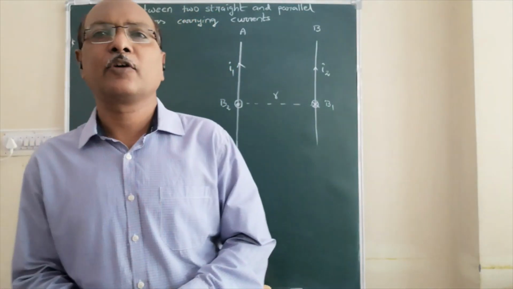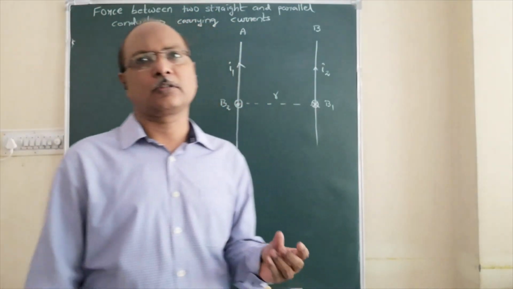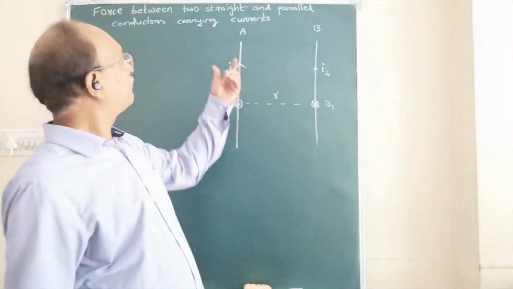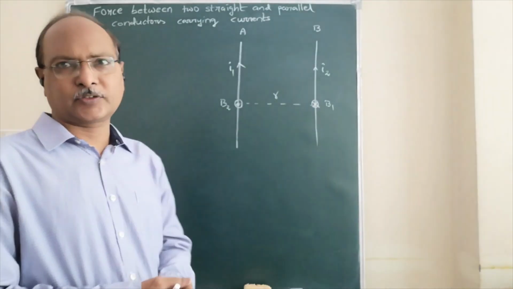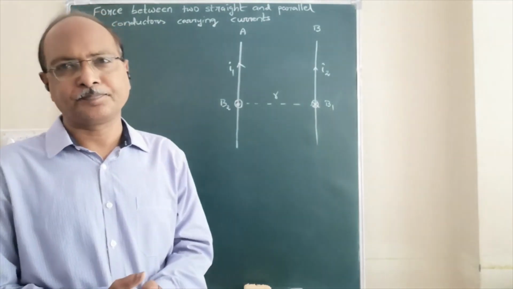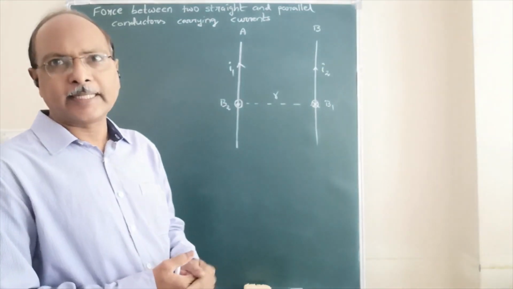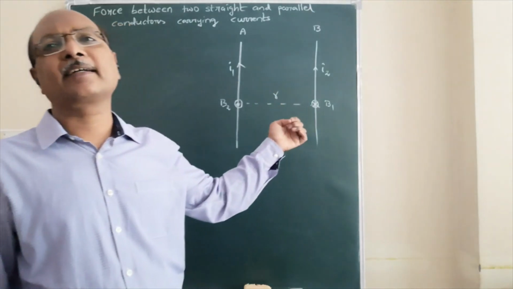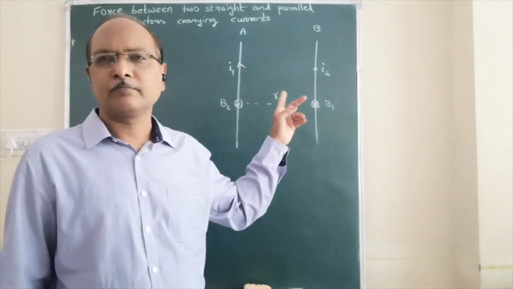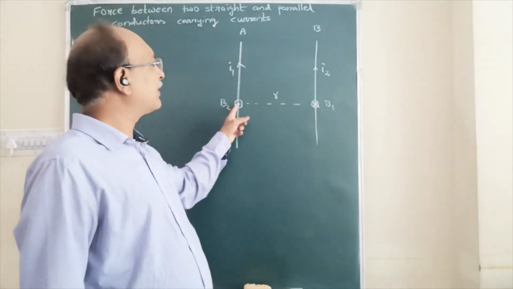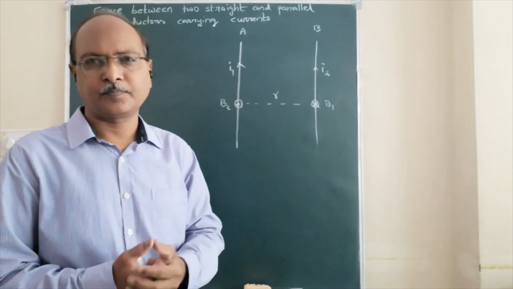The topic we are going to discuss today is the force between two current carrying conductors parallel to each other. So here we have two conductors A and B. They are carrying currents I1 and I2. They are separated by a distance R.